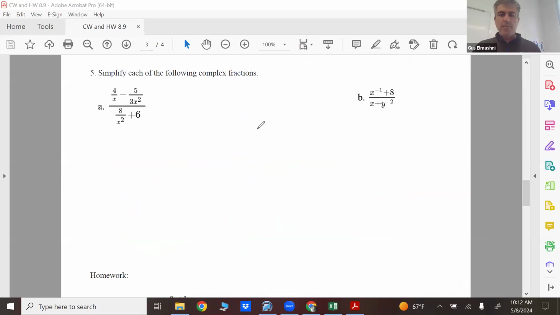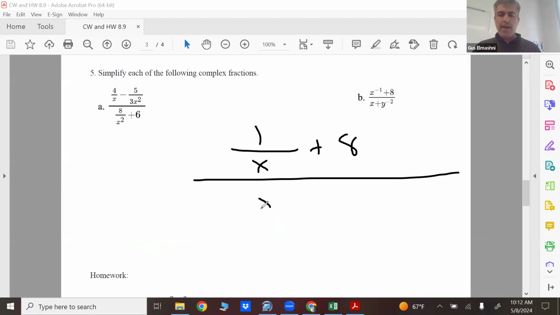Let's try one more time and we're done. 1 over x plus 8 over x plus 1 over y squared. Okay. Now, just so you know, this is not on the test. This is not on the test. Probably won't be on the final either. But it's something we should talk about. That's why we're doing it. Yeah, this particular concept, it won't be on the test.